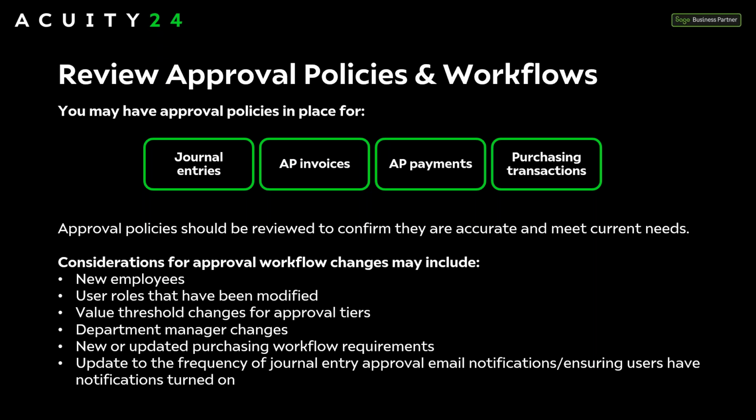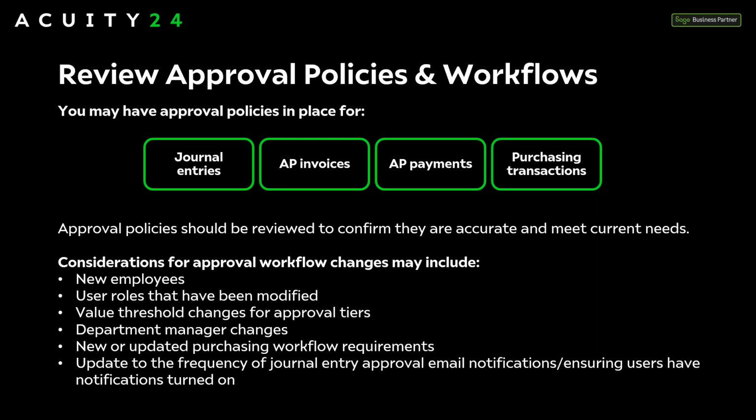On an annual basis, approval policies should really be reviewed just to confirm that they're accurate and they meet your business needs. Depending on the approval type that you're using, considerations for approval workflows of the changes may include things like adding new employees or updating a user's role if it's changed, updating the value threshold, or any approval tiers if they've also changed, changing department managers.